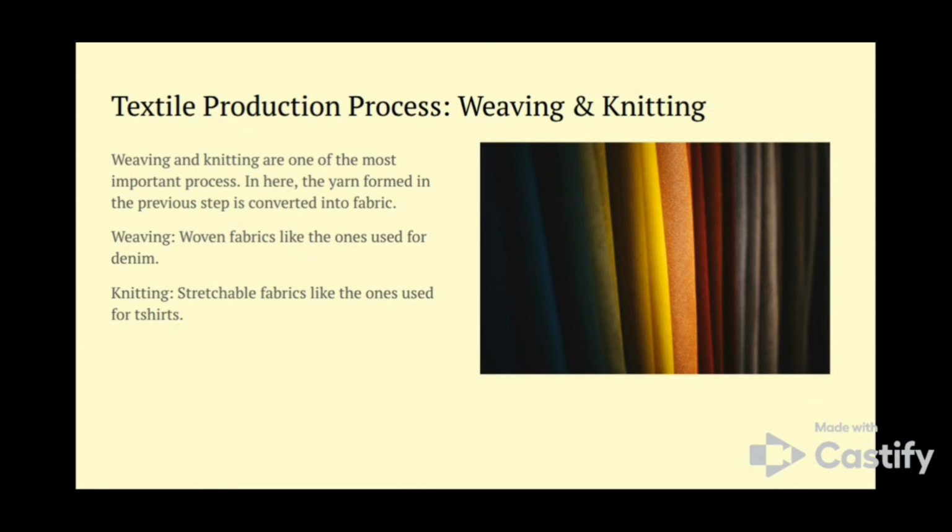Moving on, the third phase is weaving and knitting. After spinning, yarn is converted into fabric using either weaving or knitting. Weaving involves interlacing yarns to produce a woven fabric such as cotton cloth and denim. On the other hand, knitting uses looping techniques to create stretchable fabrics commonly used in garments like t-shirts and sportswear. India has a strong presence of both traditional handlooms and modern power looms and textile mills, allowing the industry to produce a wide range of fabrics for domestic and global markets.